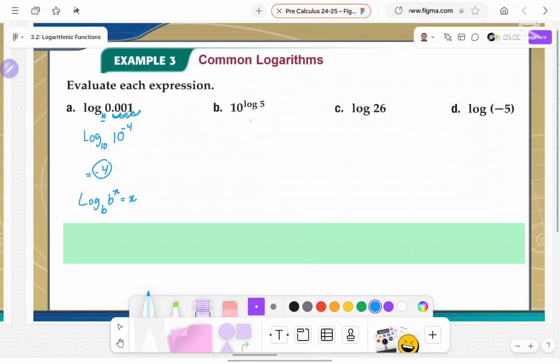Now question number 2, question number b, sorry. Same thing, what's the base for the log? It's 10. So when I have the base 10, similar to the base of the log, 10, the answer is equal to 5. Easy.